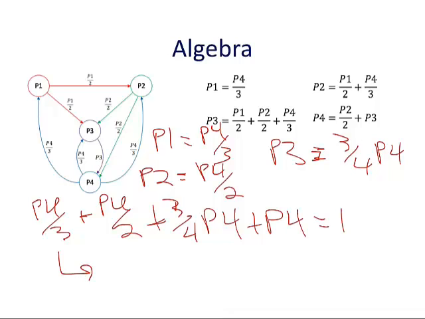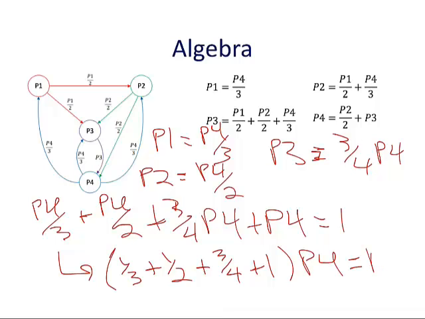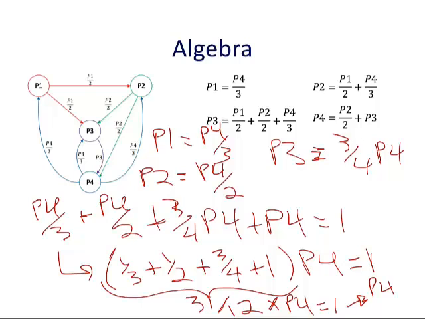And if we solve this out, we have 1/3 plus 1/2, just factoring out the P4, plus 3/4 plus 1, times P4 is equal to 1. Now this sum, if we add these fractions together, turns out to be 31 over 12 times P4 has to be equal to 1. Therefore, we can conclude that P4 is roughly equal to 0.387.